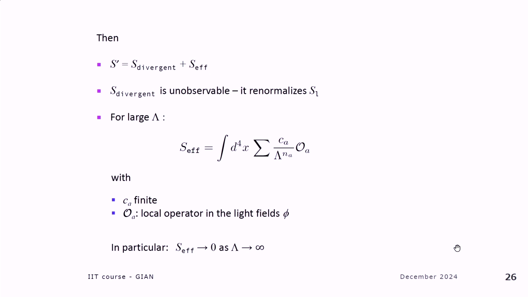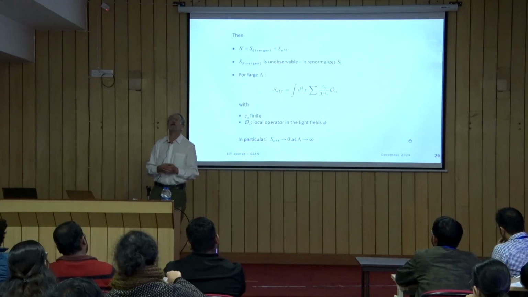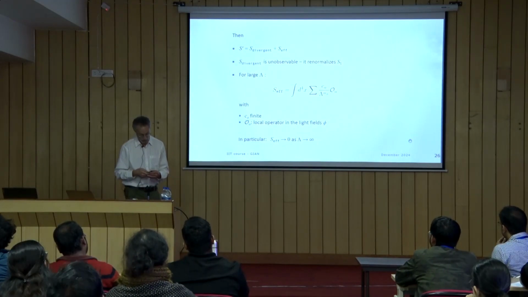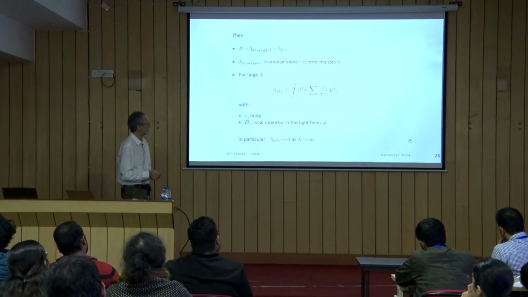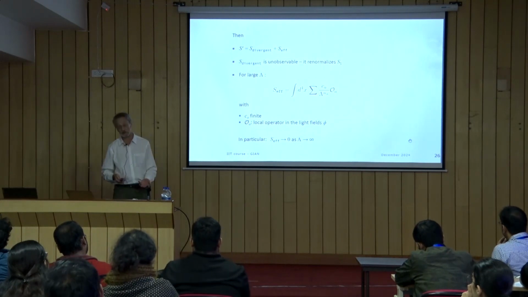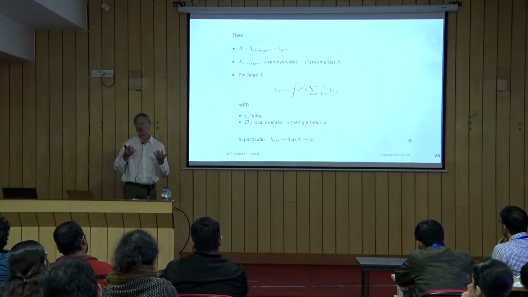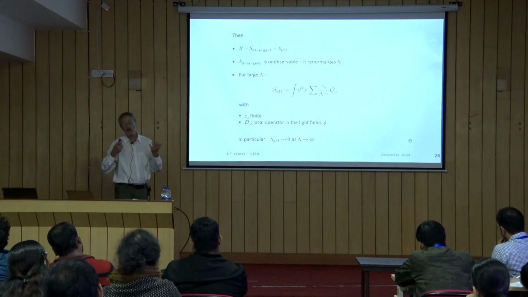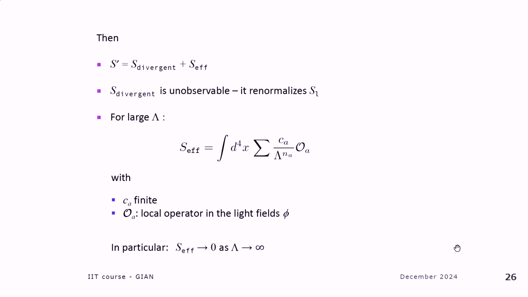These coefficients CA are finite. OA is a local operator in the light fields F, and in particular, all observable effects of the heavy physics decouple when the scale of the heavy guys goes to infinity. This can be proven for basically any theory that you have which is renormalizable. Okay, that's the kind of thing: any renormalizable theory.